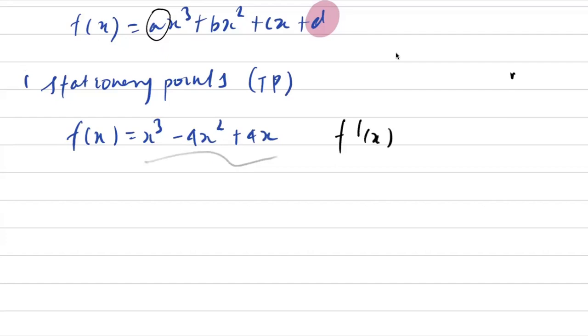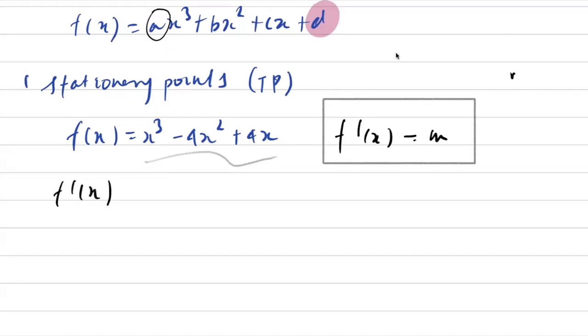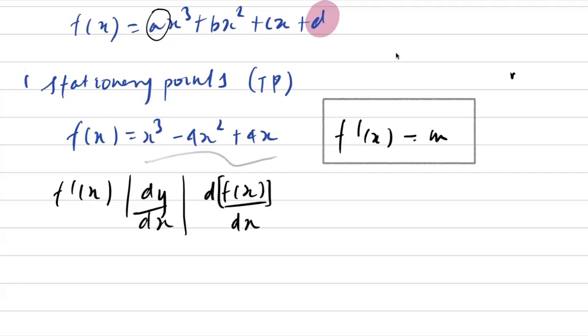Remember, the gradient of a function will be found where f of x is equal to some value m. So let's say the input value is a, for example f of a, and the output will be some value m. But this is what we're looking to find, the gradient. You could use the notation f prime of x if you want, or you could use dy over dx, or you could use d of f of x over dx. Basically, what you're saying is that you differentiate.